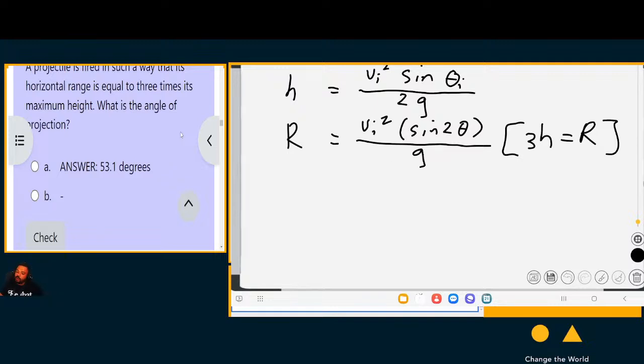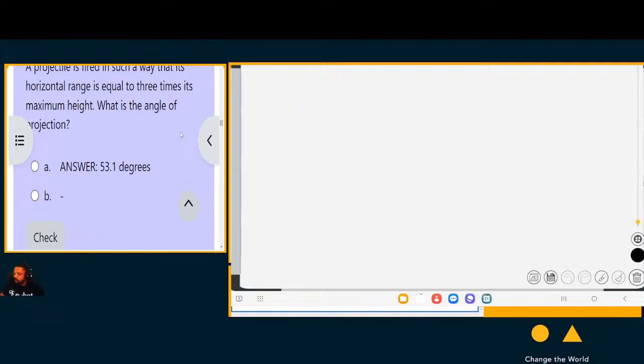And this one is divided by 1g, whereas the height was divided by 2g. Right? And we know from what we've been given that the maximum height is equal to 3 times the range, meaning the horizontal distance that this ball or projectile, in our case, we took it as a cannon ball. Okay, so we've been given that 3 times the height should be equal to the range. Now we already have a formula for the height and we have a formula for the range.